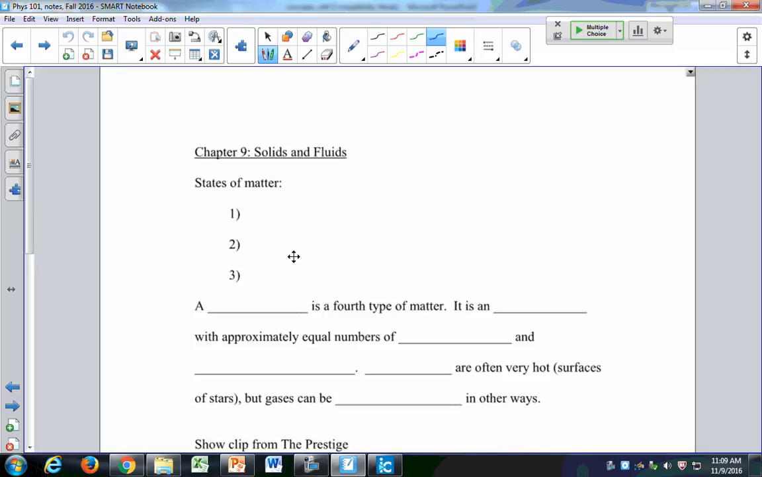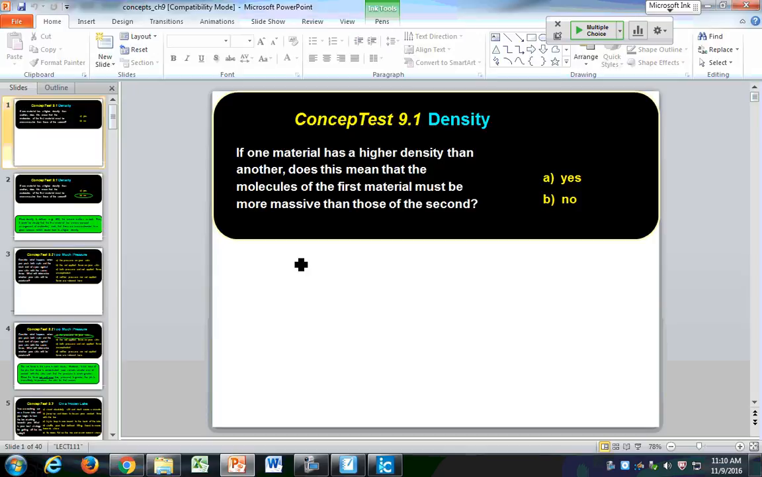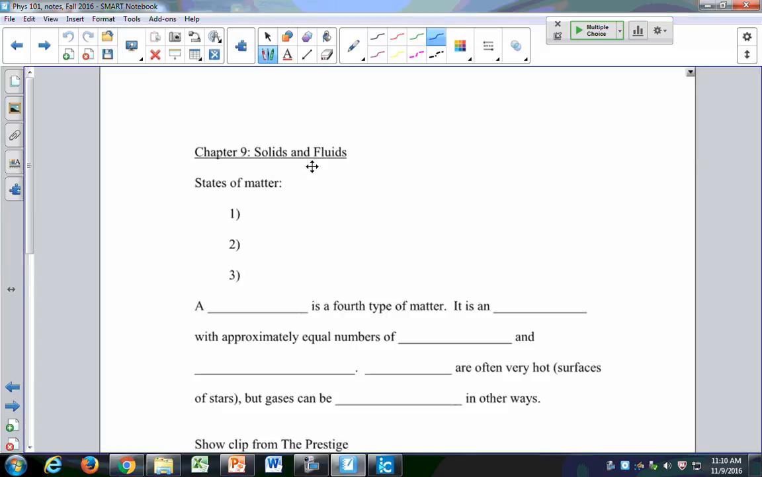Chapter 9's on fluids, solids and fluids. You've seen some of this stuff, I know, and some of it will actually be from grade school, but some of it will be new to you as well.